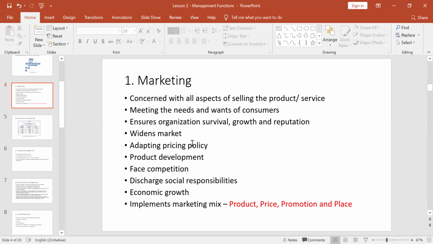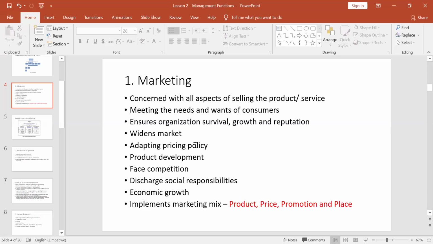So their main worry is to widen the market. They want to increase the clientele that they have. They also worry about the pricing policy. How do we come up with prices? All this, we are going to get into detail on it, the types of pricing, the methods of widening the market on the day that we'll do marketing. They are also concerned with product development, with the competition, and social responsibilities.